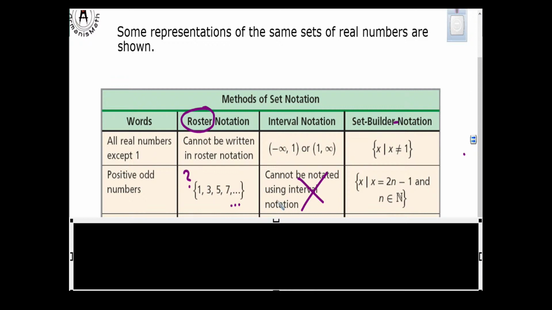But what we can do for this case here is to use set builder notation. See? That's probably the most optimum for this case. {x | x = 2n - 1}, which goes back to your previous math knowledge, and n, that number that you're looking for, belongs to the natural numbers. That's how we define positive odd numbers. Okay.